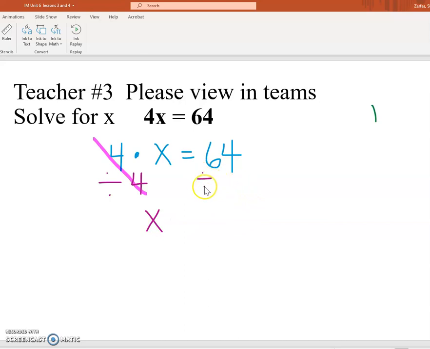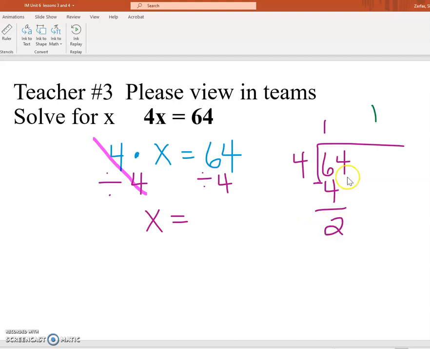Again, if I did it on the left side, let's make sure I'm doing the same thing on the other side of my equation, and we'll continue to practice our long division skills. Okay, 4 goes into 6 one time. 1 times 4 is 4. And that gets subtracted from 6. Bring down the 4. 24 divided by 4 works out perfectly, because 4 times 6 is 24. So x equals 16.